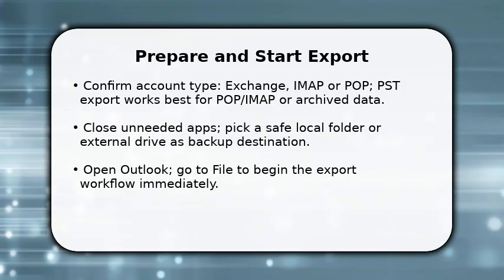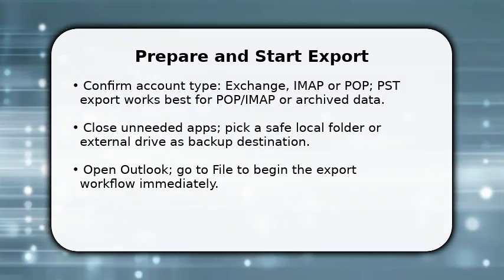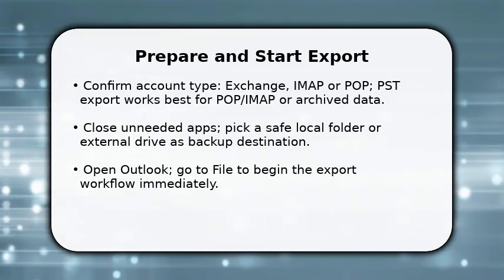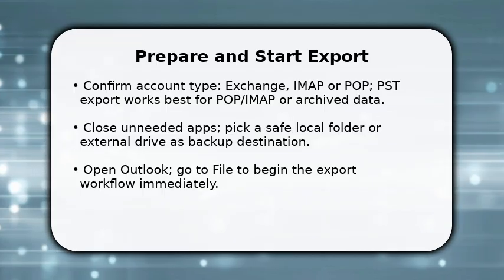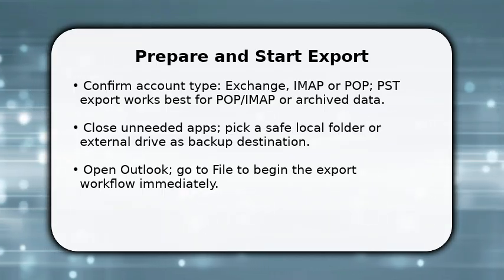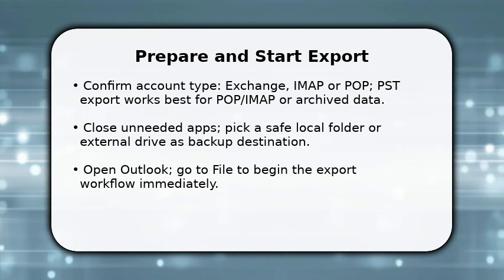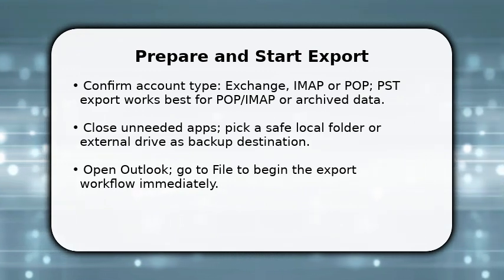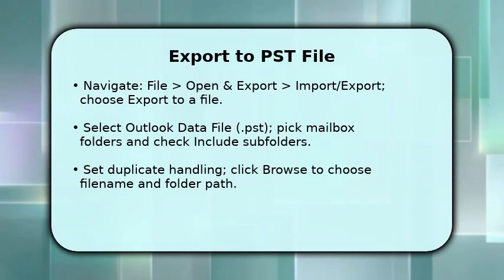Now open Outlook and go straight to File. This gets you into the export controls without delay. You're minimizing risk and preparing an organized path, so backups complete faster and you can validate the file location after export. You'll now export the mailbox to a PST.